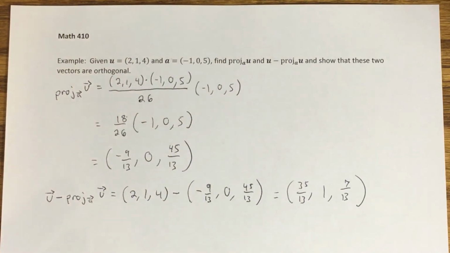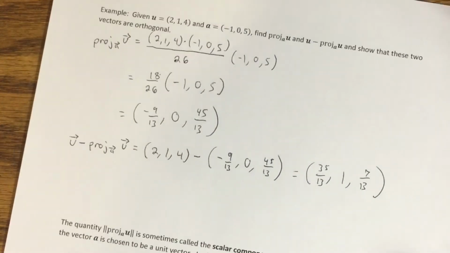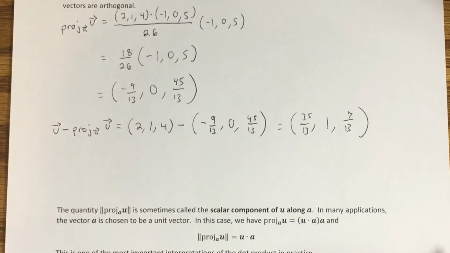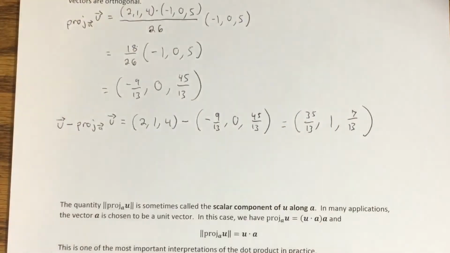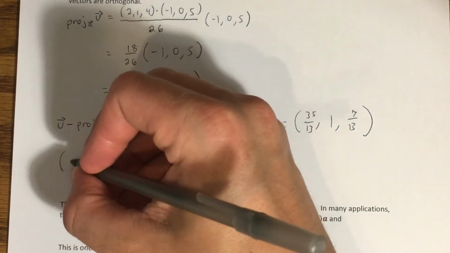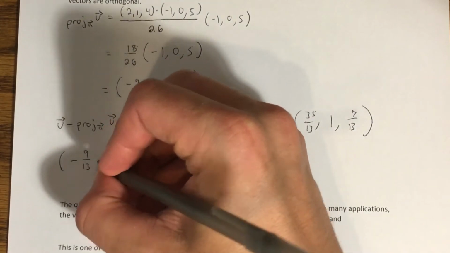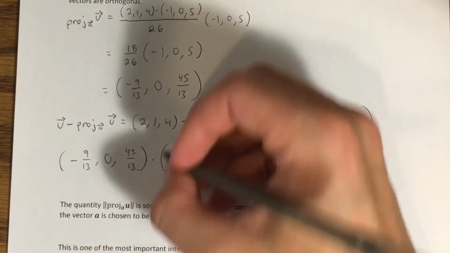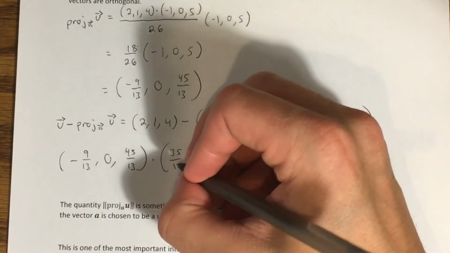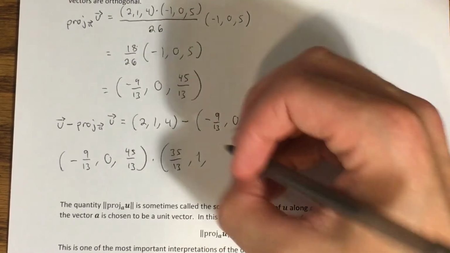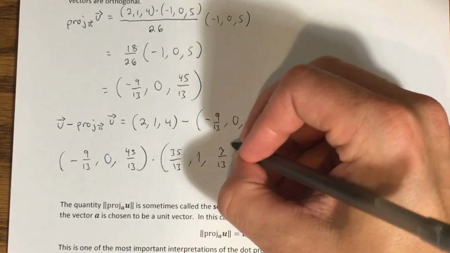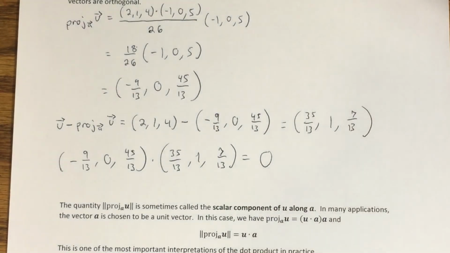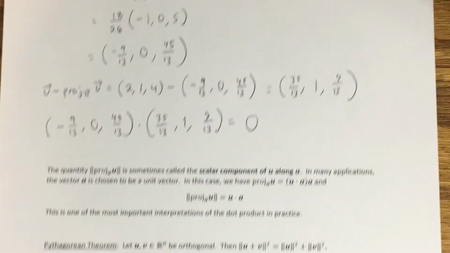The last thing we were asked to do was show that these are in fact orthogonal to each other, because they need to be orthogonal to each other to do what they're supposed to do. That's just a matter of taking the dot product of these two vectors, (-9/13, 0, 45/13) and then (35/13, 1, 7/13). I'll leave it to you to show that the dot product is equal to 0. You can do those calculations on your own to verify, but we do end up getting 0 in this case.